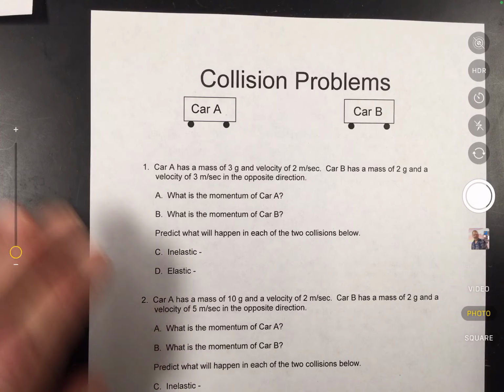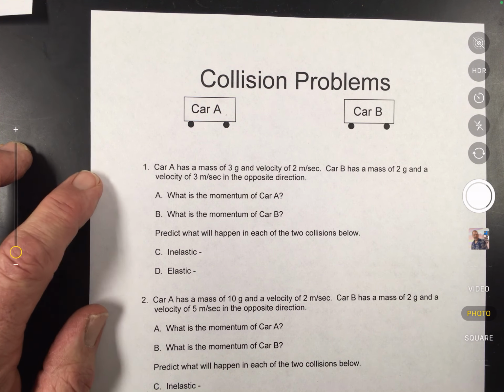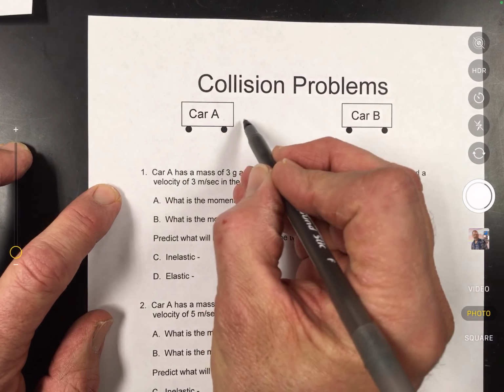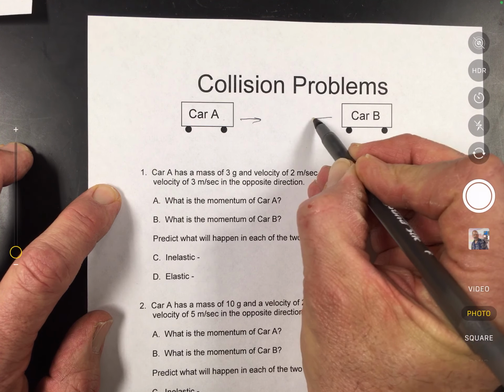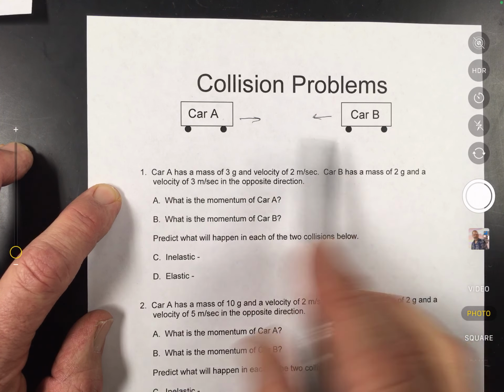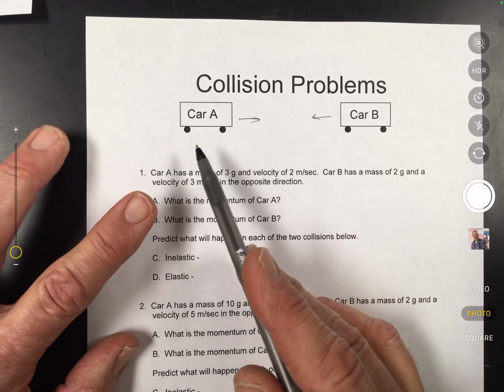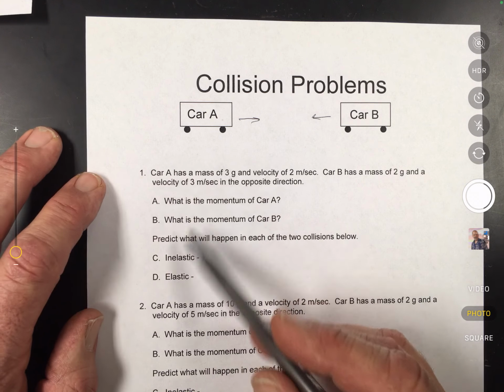Won't take you long. Some collision problems. This is kind of new. This involves the elastic and inelastic collisions of two items. So you have car A going to the right and car B going to the left with their respective speeds and their mass. And that gives you momentum. So you have to find the momentum for both cars. And then when they come together, they either bounce or they stick together. And you have to see the result of that.